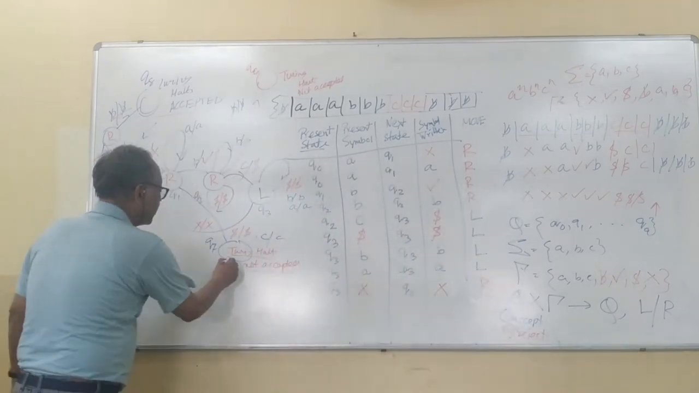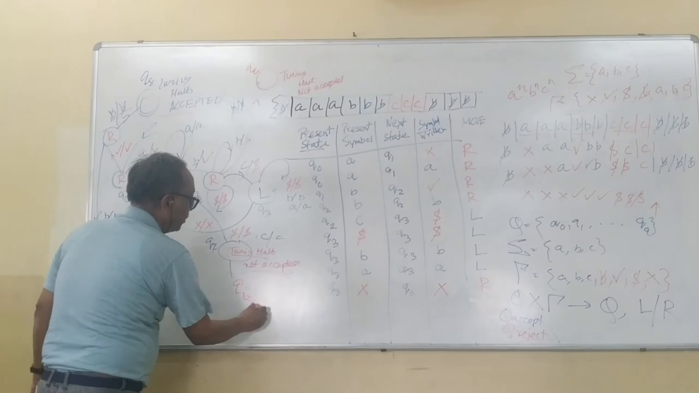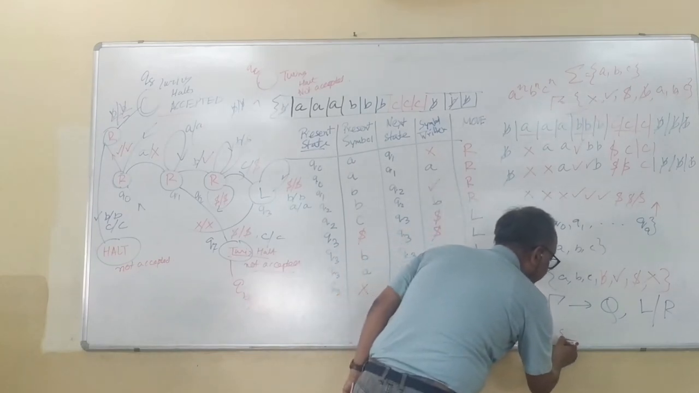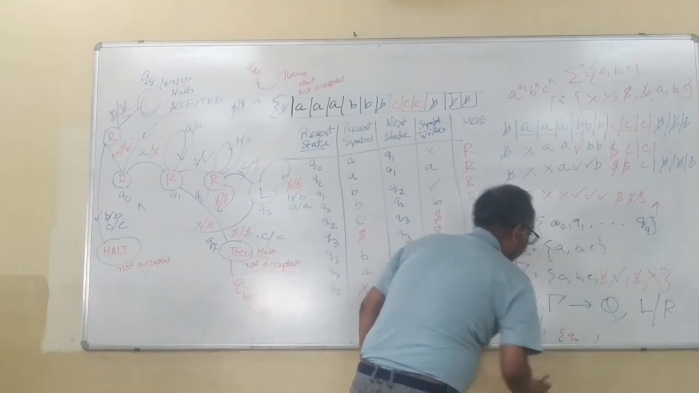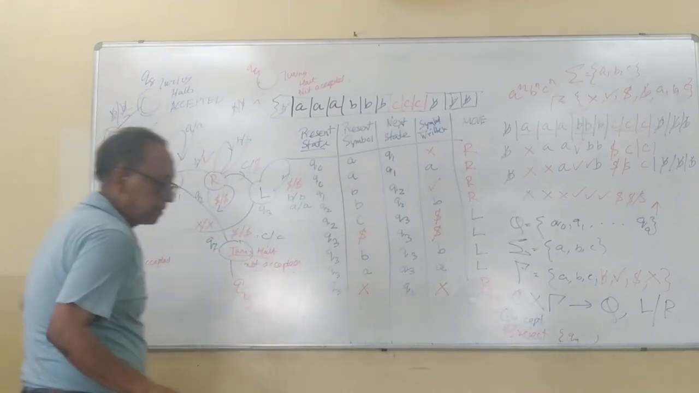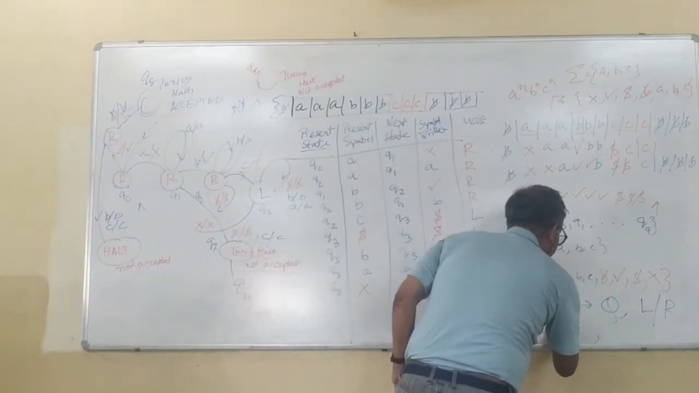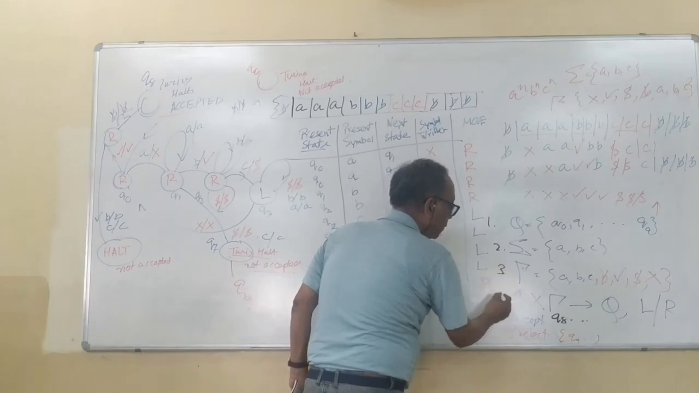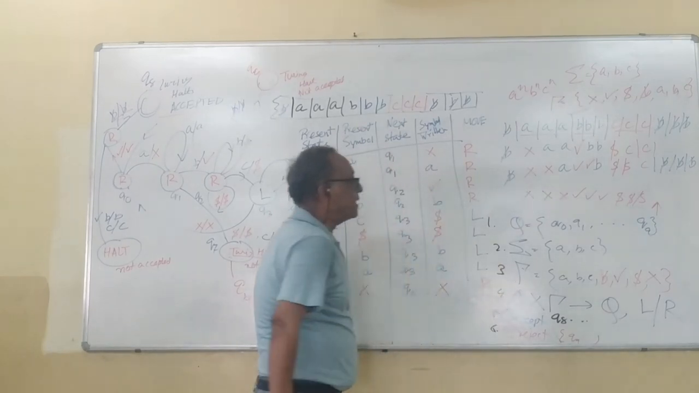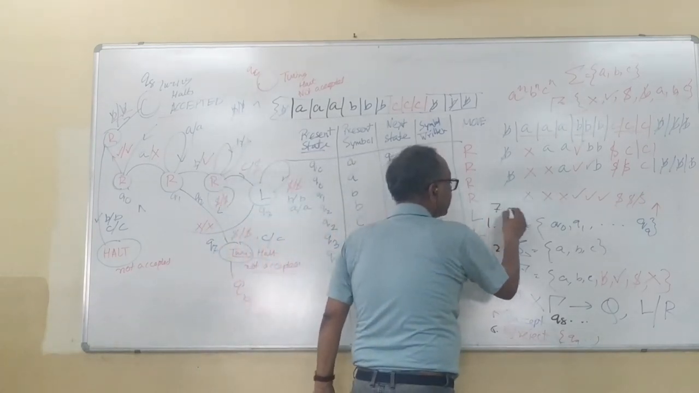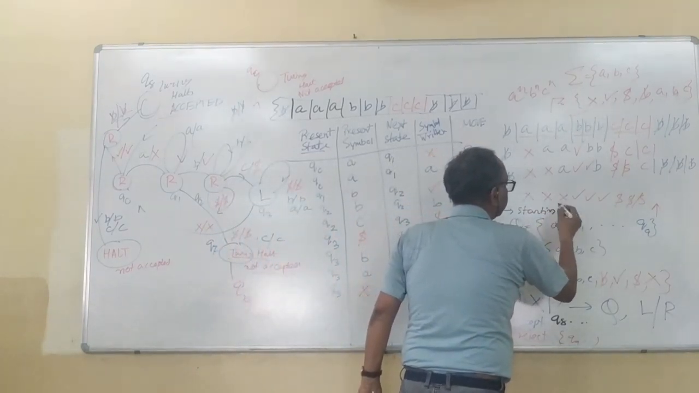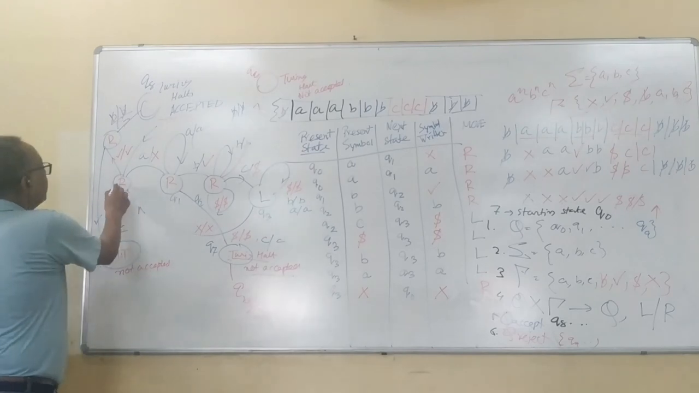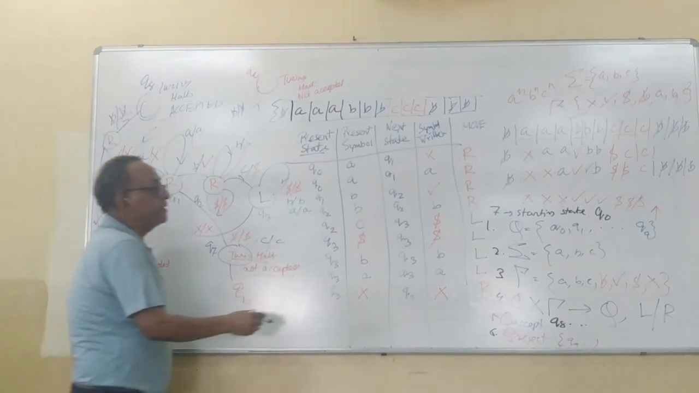Like here, this is Q reject, this is accept. The Q reject state, like here, may be Q9, and Q accept is here, Q8. So what is common is 1, 2, 3, 5, 6. What is the remaining? The starting state. So 7 is the starting state, Q0. So that's it. This is the 7 tuple.